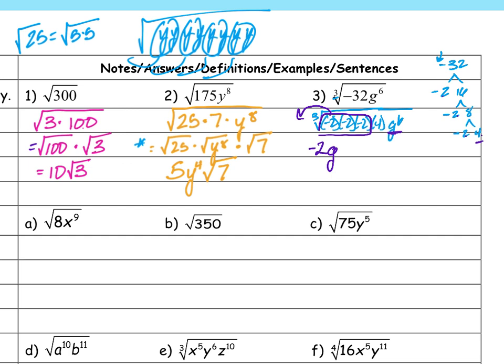How many can I bring outside? 2, because I have 2 groups of 3. Oh yeah, right? And then what's left inside? My cubed root, the 4, and that's it.